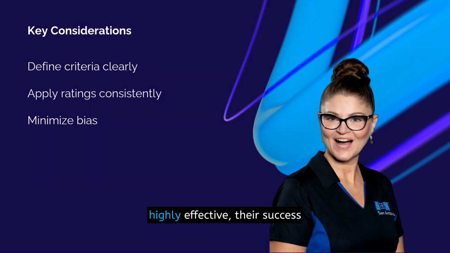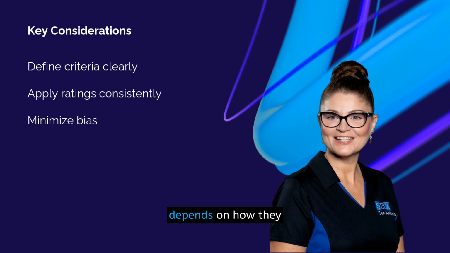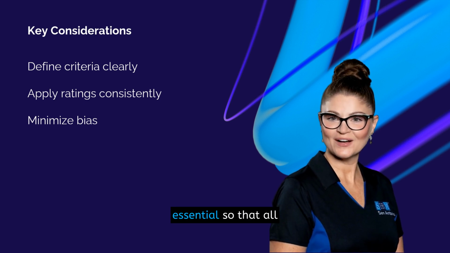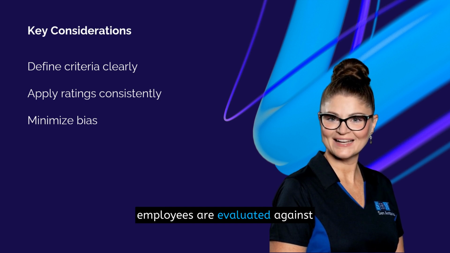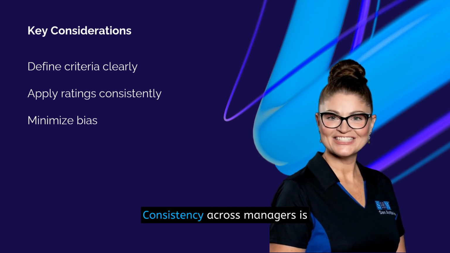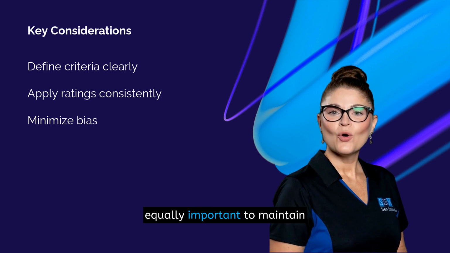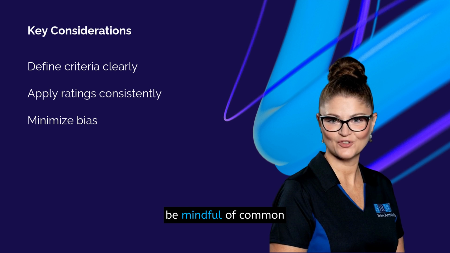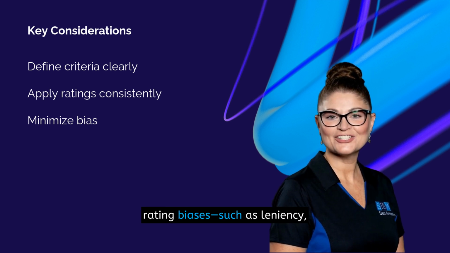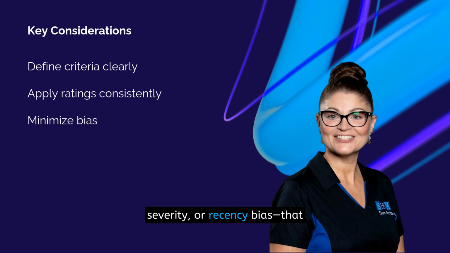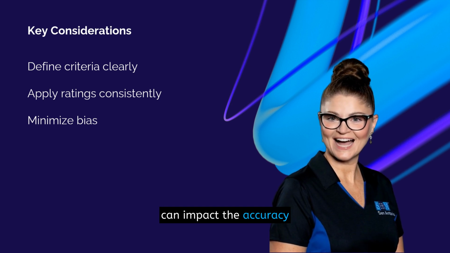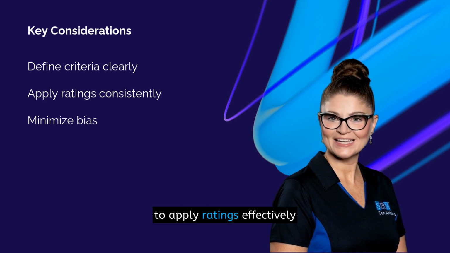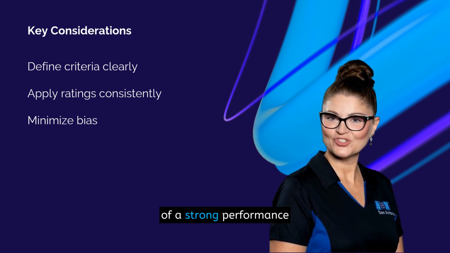While rating methods are highly effective, their success depends on how they are implemented. Clear performance criteria are essential so that all employees are evaluated against the same standards. Consistency across managers is equally important to maintain fairness. HR professionals must also be mindful of common rating biases, such as leniency, severity, or recency bias, that can impact the accuracy of evaluations. Training managers on how to apply ratings effectively is a key part of a strong performance management system.